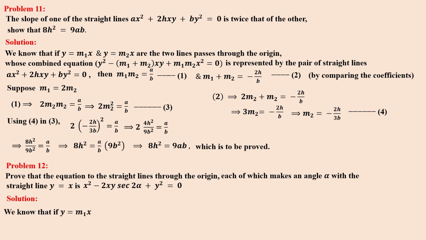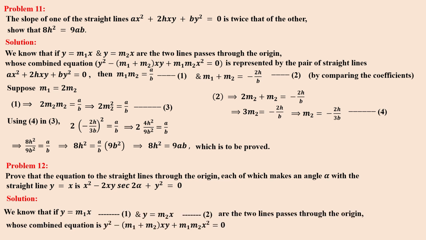We know that if y = m1x, equation number 1, and y = m2x, equation number 2, are two lines passing through the origin, whose combined equation is y² - (m1 + m2)xy + m1m2x² = 0. We are using these results in each and every problem. This is the standard idea we are having.